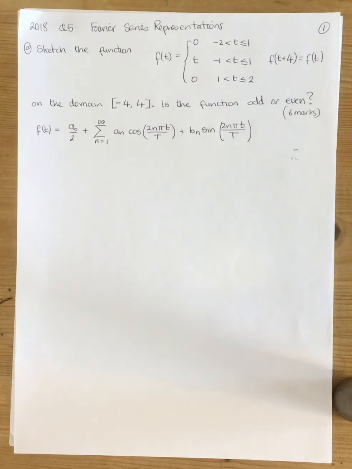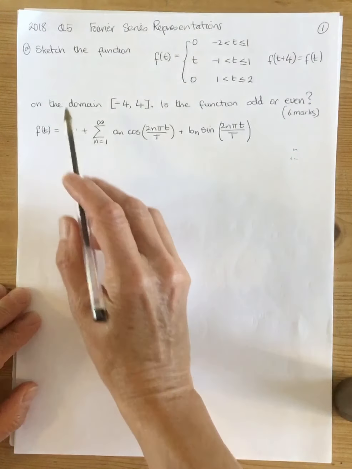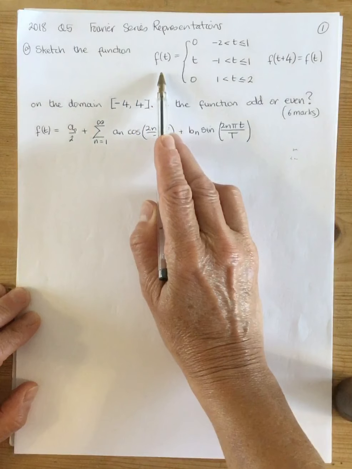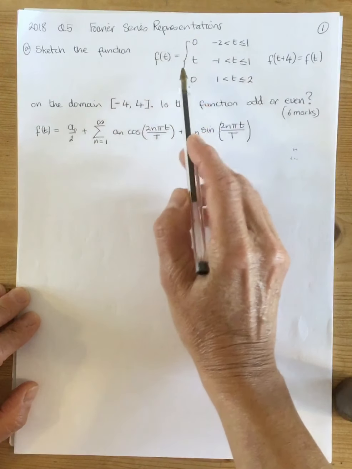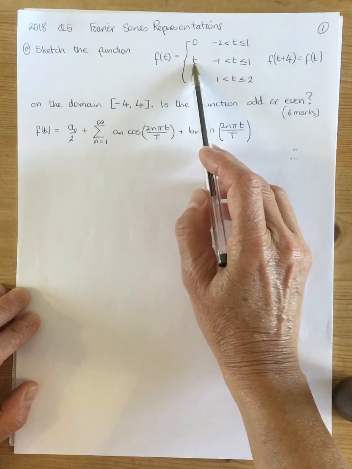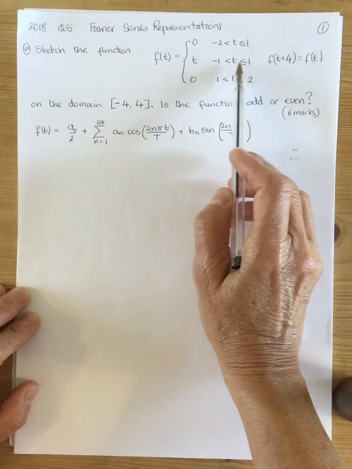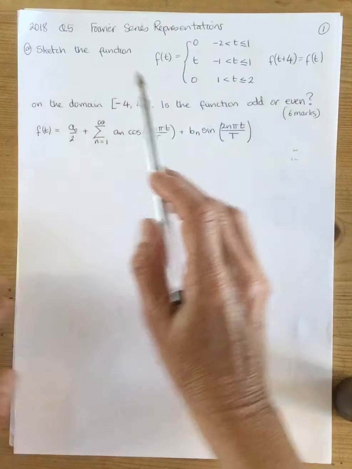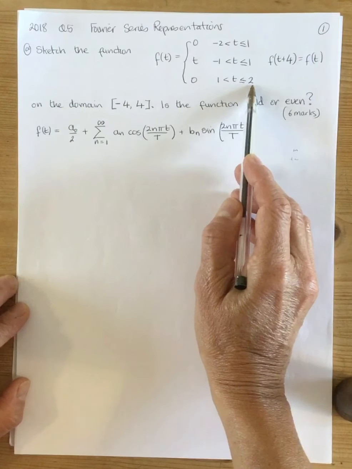Hi, this is the 2018 question 5 on Fourier series representations. Part A is only worth 6 marks and it says sketch the function f of t, which has 3 separate values: 0 when t is between -2 and -1, t when t is between -1 and 1, and 0 when t has values between 1 and 2.